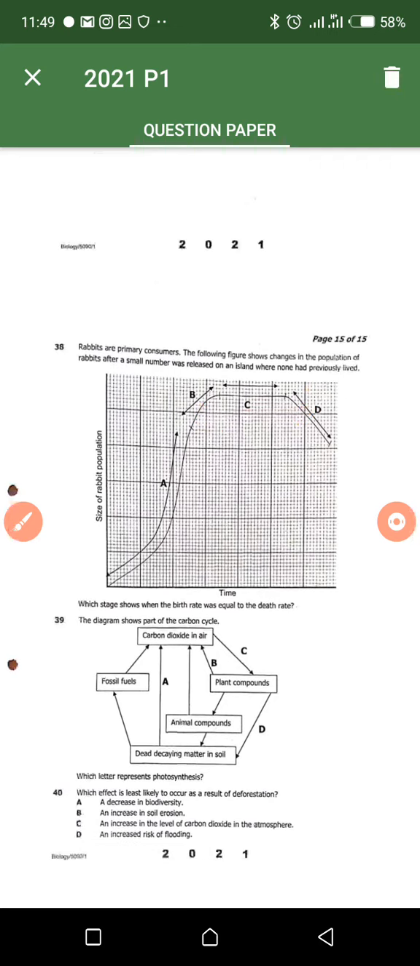Okay, and then 39, which diagram shows part of the carbon cycle? Okay, then which letter represents photosynthesis? So photosynthesis is a process by which carbon dioxide is converted into glucose. So here carbon dioxide is being taken from air and converted into a plant compound, which is basically your glucose. So C is the answer there.